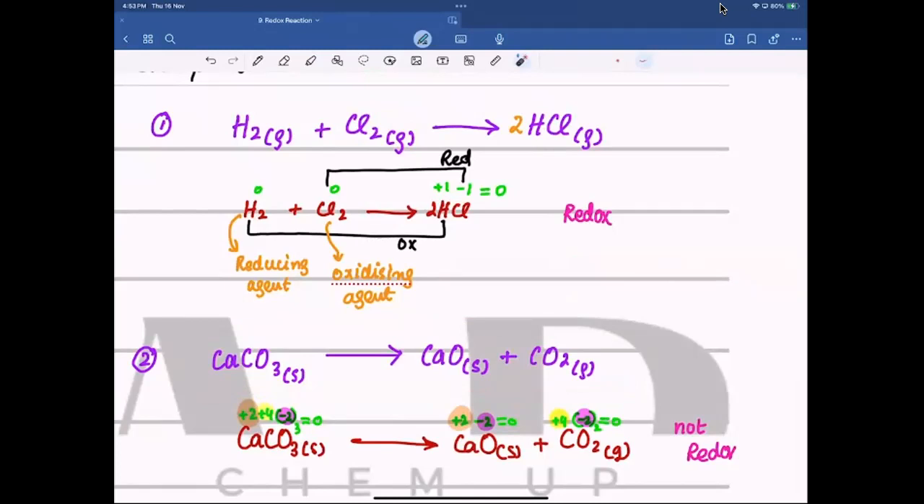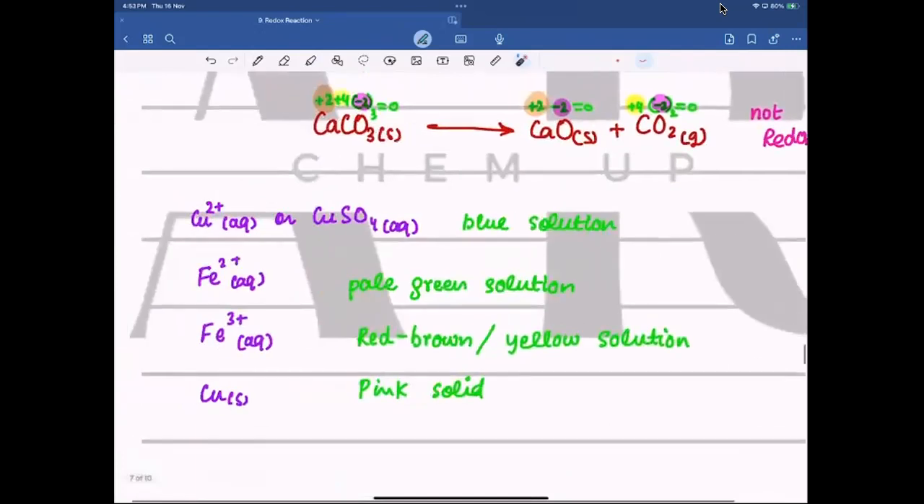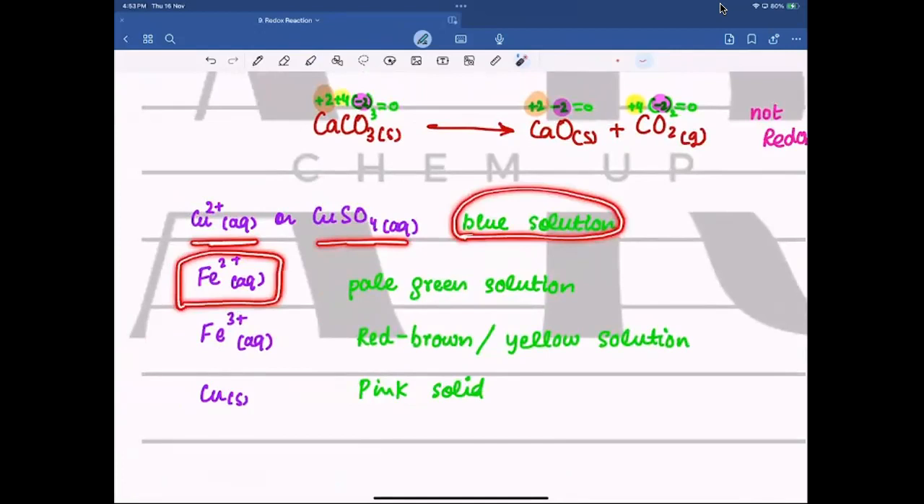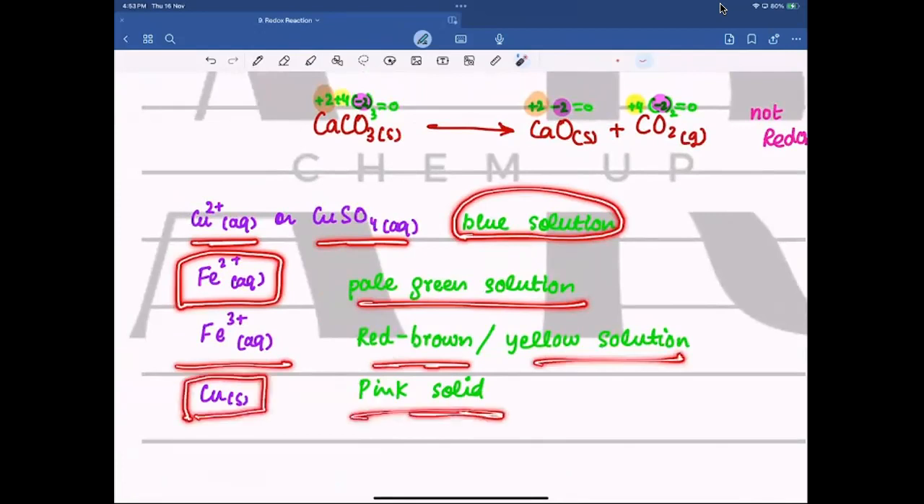We have seen two color changes we discussed today. One is potassium manganate from purple to colorless, and the other is potassium iodide colorless to brown. You need to remember these color changes as well for redox, and these are normally asked by the examiner, so note it down. When copper ion is there in the aqueous state or copper sulfate, its color is a blue solution. If there is an iron 2 positive ion in aqueous state, then the color is pale green. If there is a 3 positive iron ion, then the color changes to red, brown, or yellow solution. And when there is solid copper, it is called a pink solid.